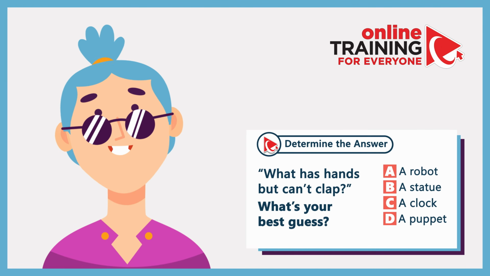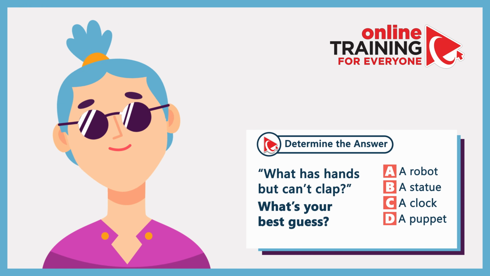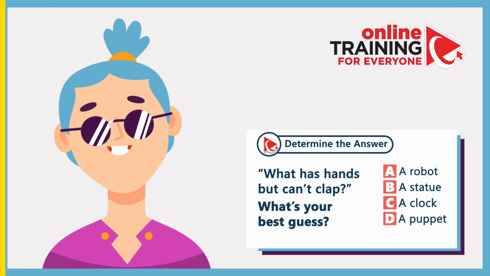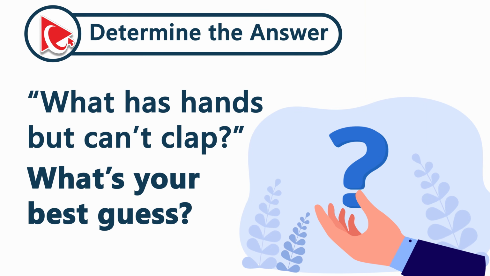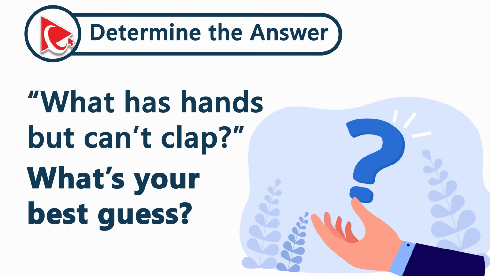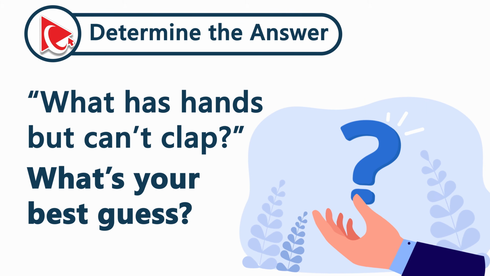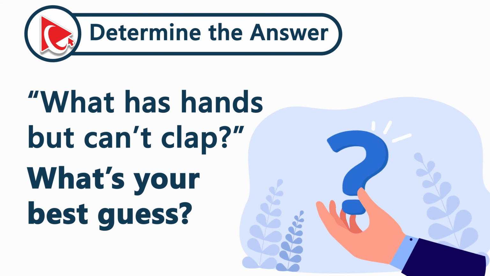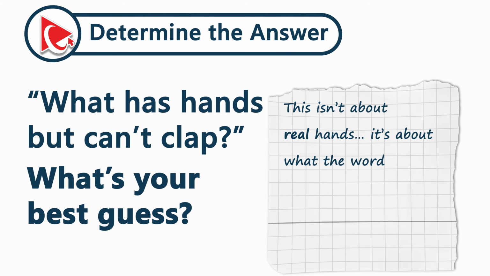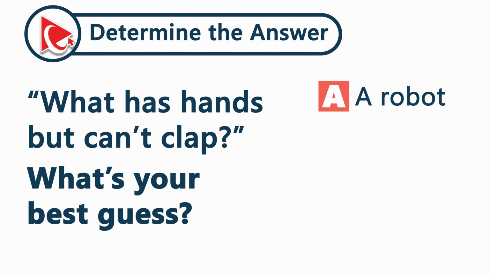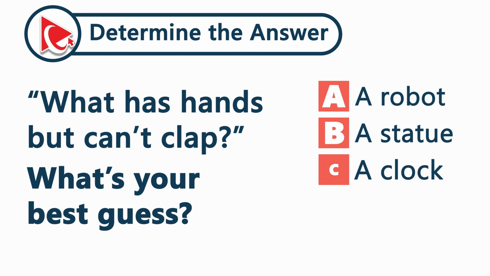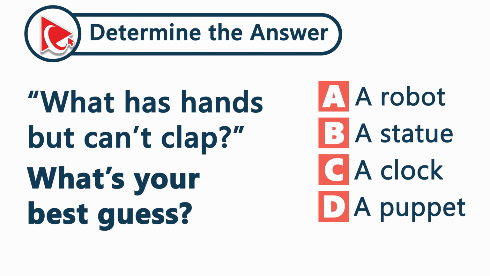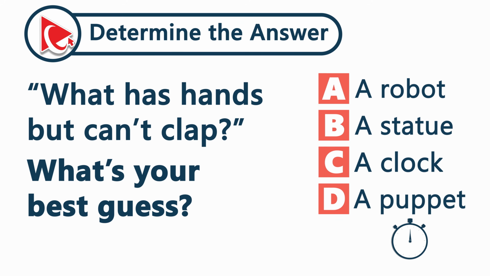Here's a quick thinking question that sounds playful at first, but don't let it catch you off guard. Read carefully. What has hands but doesn't clap? What's your best guess? It's easy to jump to conclusions, but slow down and think. This isn't about real hands. It's about what word hands could mean in a different context. And here are your options. A, a robot. B, a statue. C, a clock. Or D, a puppet. Take a few seconds to work it out.